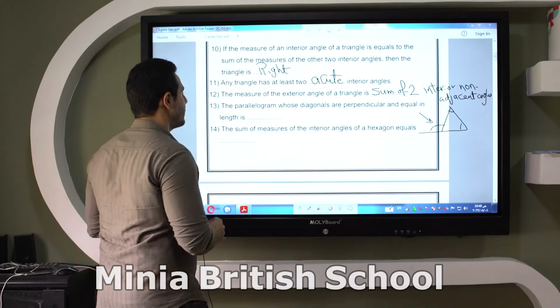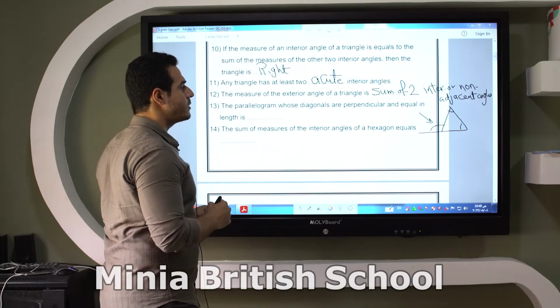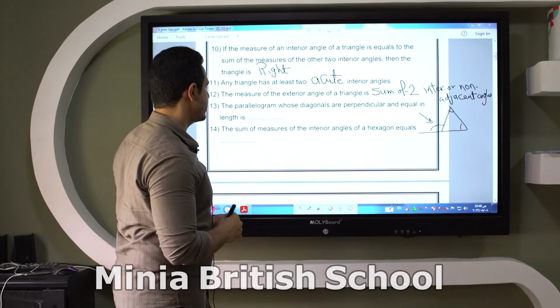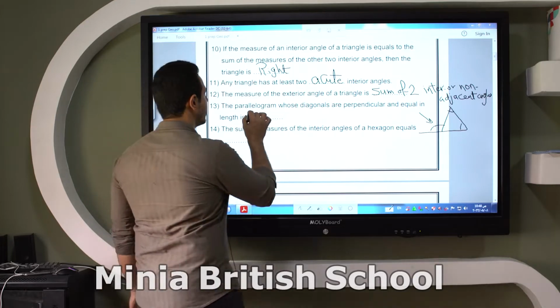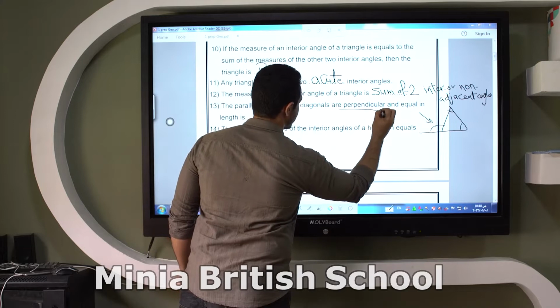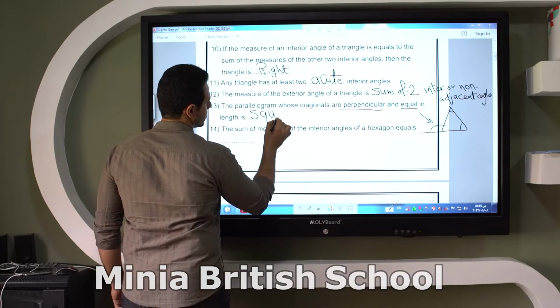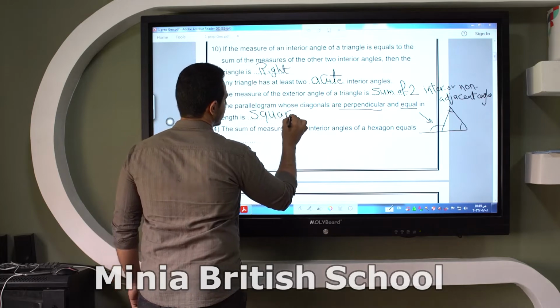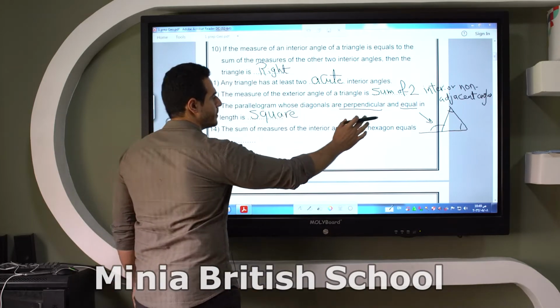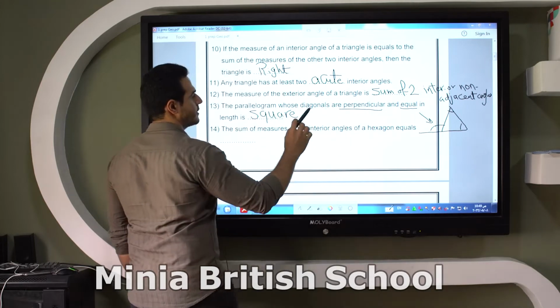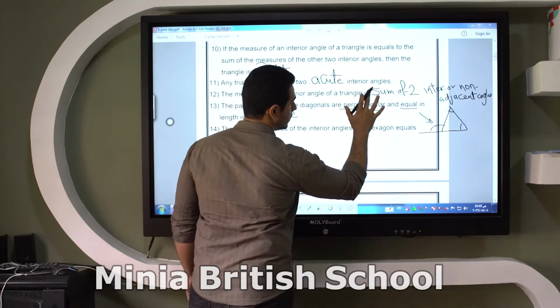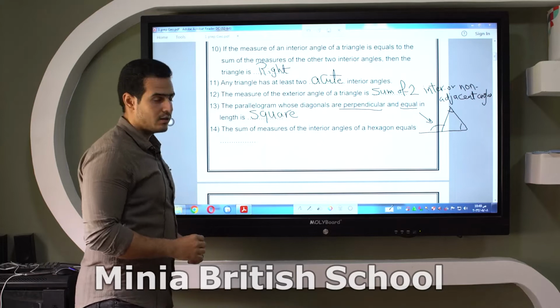Number 13, the parallelogram whose diagonals are perpendicular and equal in length is what? If the parallelogram's diagonals are perpendicular and equal, it will be a square. Okay? If they are perpendicular only, it will be a rhombus. If they are equal only, it will be a rectangle.